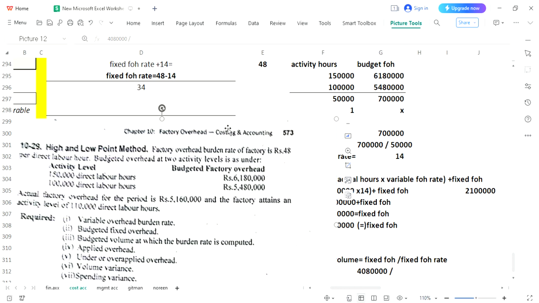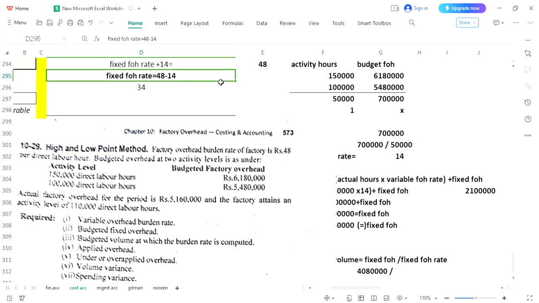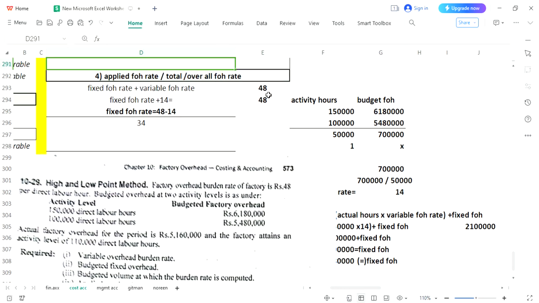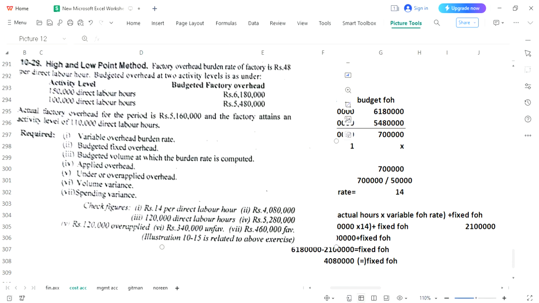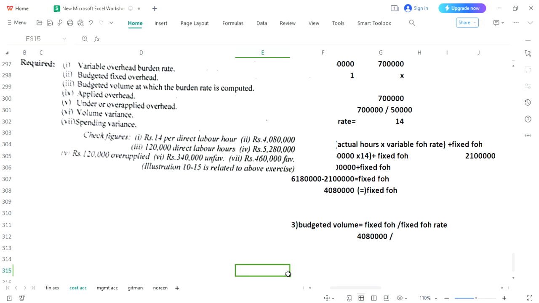As you can see, this was our calculation where total applied FH rate was 48. How this 48 would come? When we will add fixed and variable. Fixed rate was unknown. We have put variable according to our calculation. There you have calculated 14 as your variable FH rate, and fixed FH rate was calculated as 34. Okay, so to calculate our budget volume, we need to have fixed FH and it would be divided by fixed FH rate, and we have seen that fixed FH rate is calculated as 34.